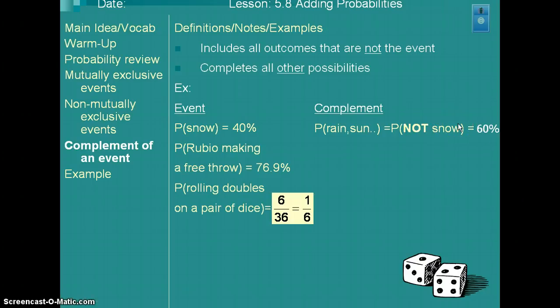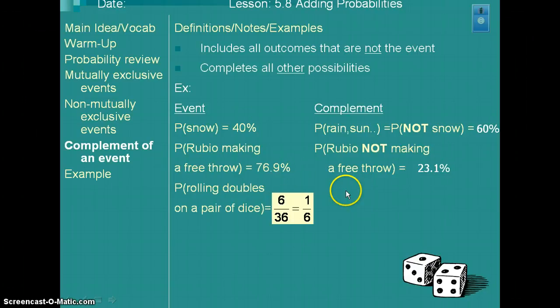So if the probability of Ricky Rubio making the free throw is 76.9%, and we want to know the probability that he does not make the free throw, that would be the complement. The complement just basically incorporates that word not. We would take, well, what would it take to give the other portion to complete the 100%? It would be 23.1%. If I add the two probabilities together, I'll always get 100%.